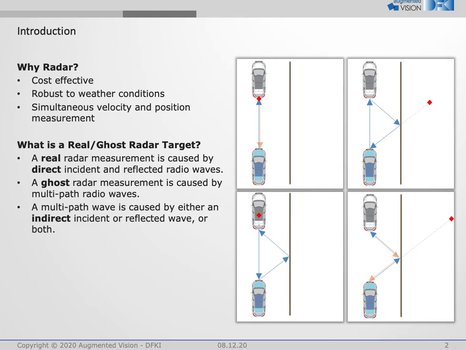Ghost targets are caused by radar signals taking an indirect path between the sensor and the target, either on incidence, reflection, or both. As you can see in the figures on the right, the top left figure shows the target in red is real, while the other three figures show examples of ghost targets.